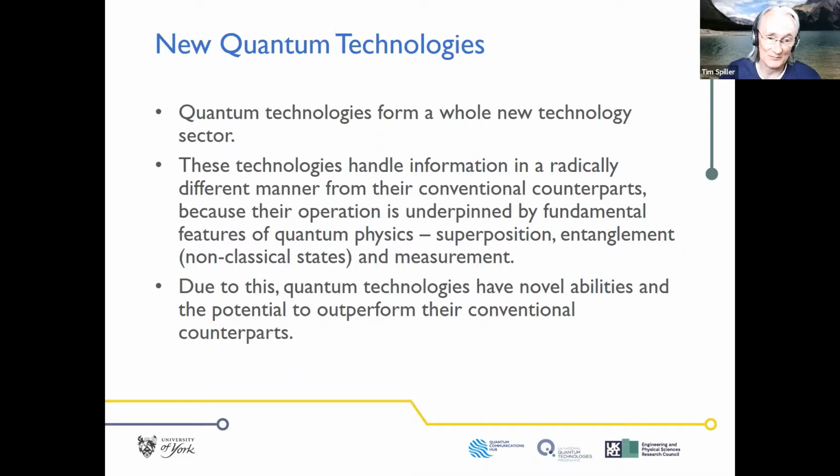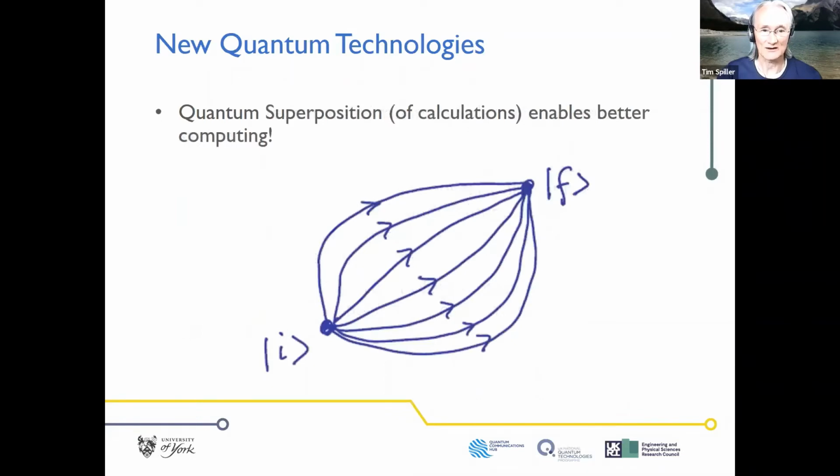So that's the principle of superposition, or the phenomenon of entanglement, or the fact that when you measure things in quantum physics, you generally disturb them. These fundamental aspects of quantum physics are what play center stage in new technologies and underpin their capabilities. And so the first one I'd like to mention very briefly is quantum computing.